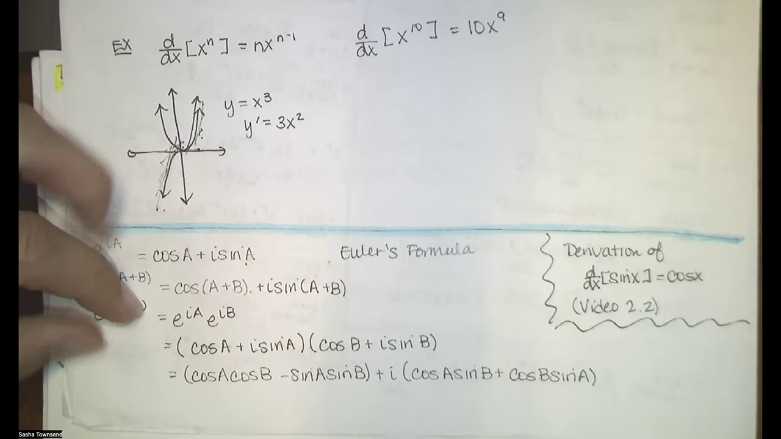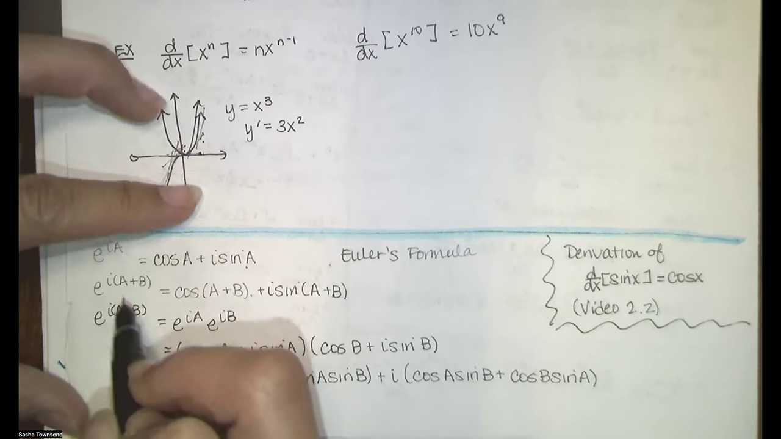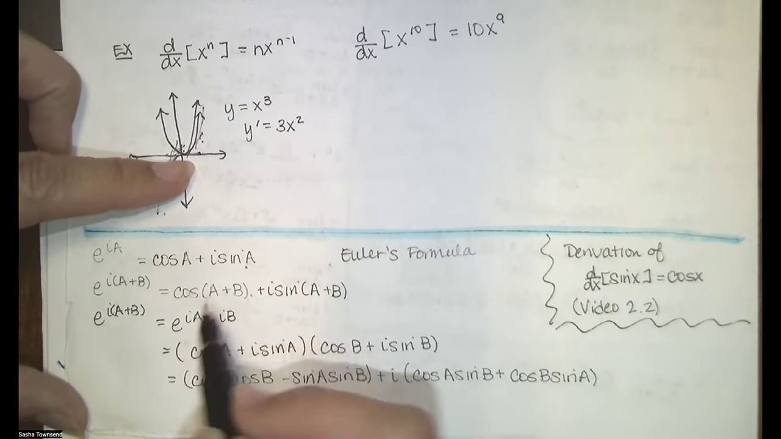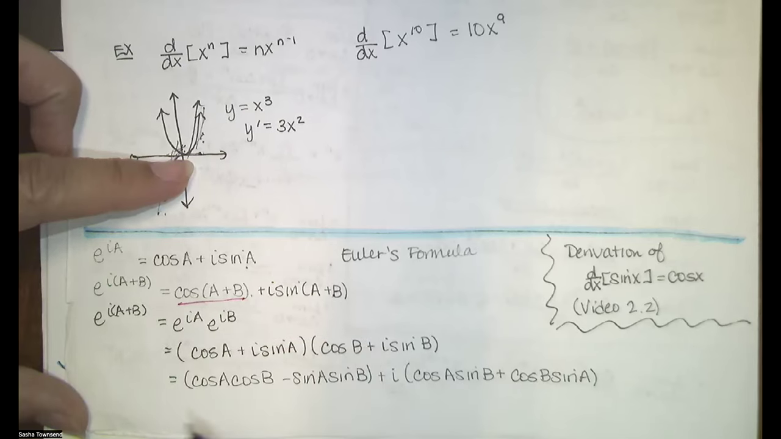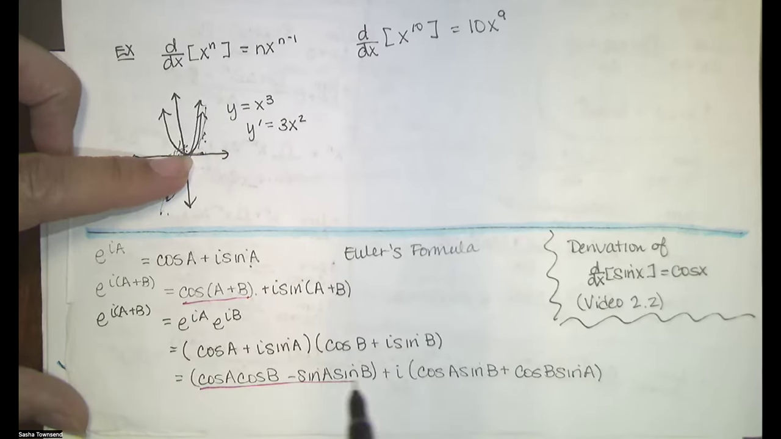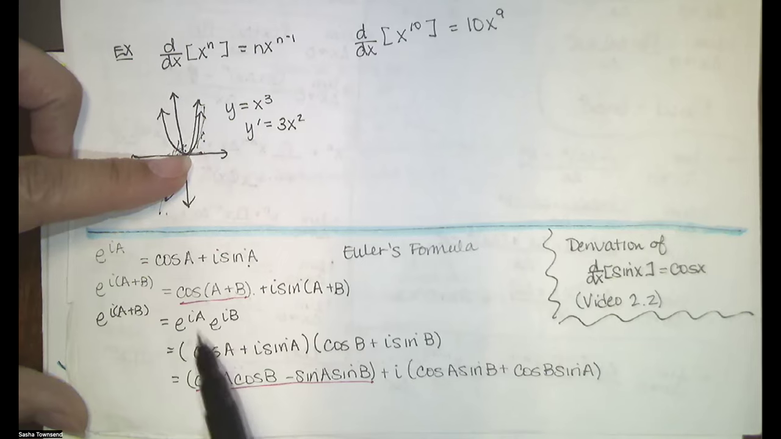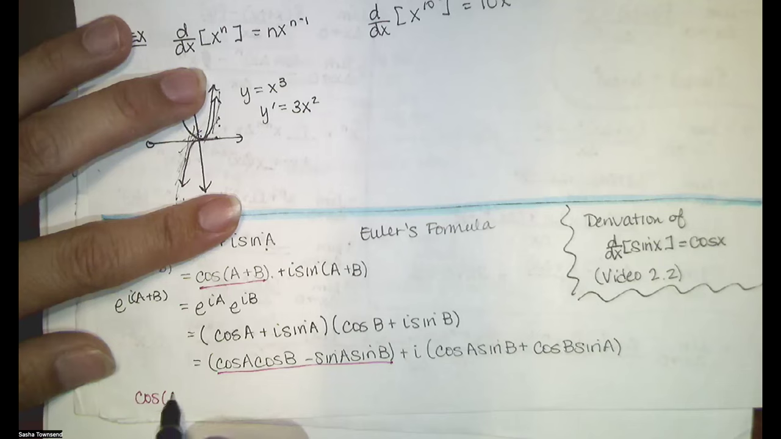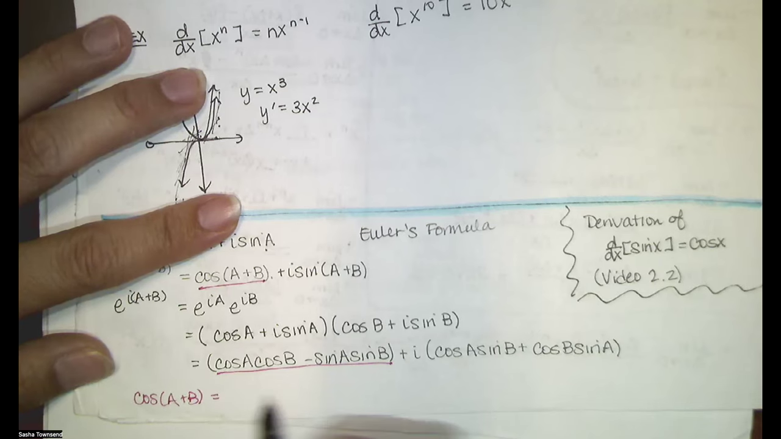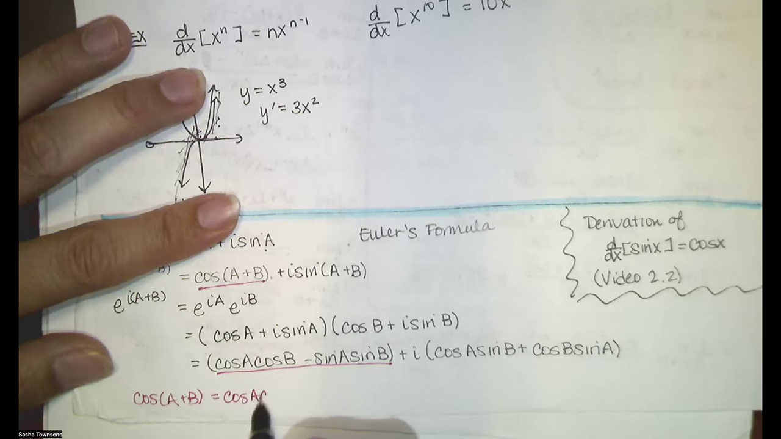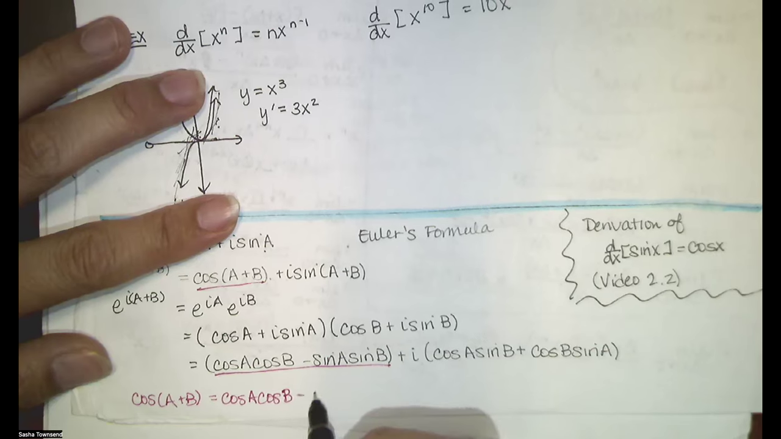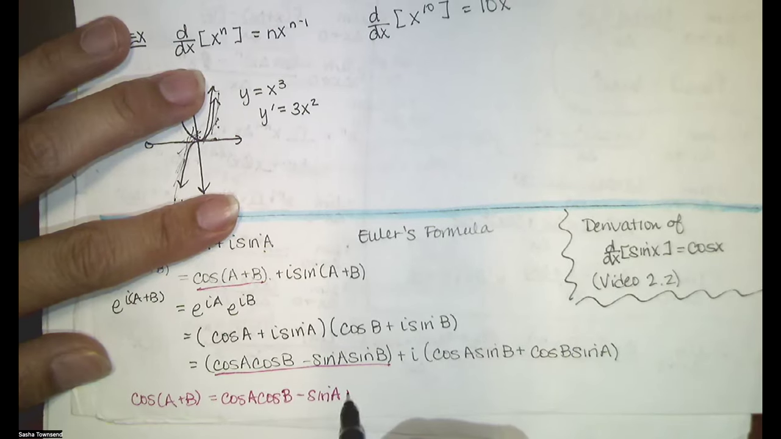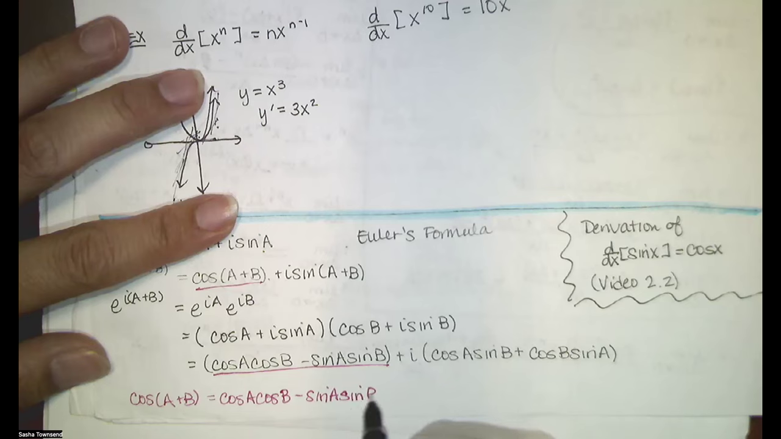So I want you to see that the real part of e to the I times A plus B is cosine of A plus B, and it can also be written in this form. So that gives us an identity for the value of cosine of a sum. It's cosine of the first angle times cosine of the second angle minus sine of the first angle times sine of the second.